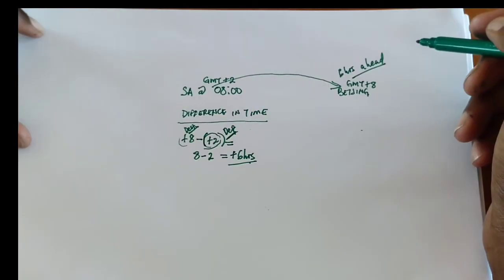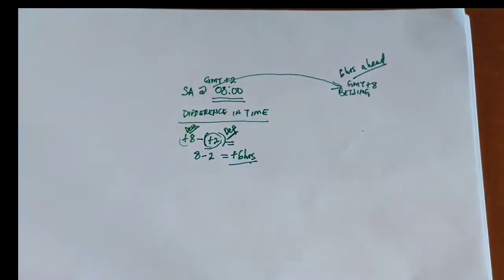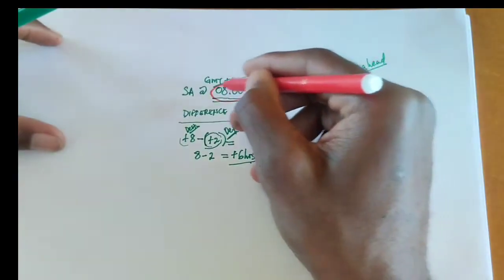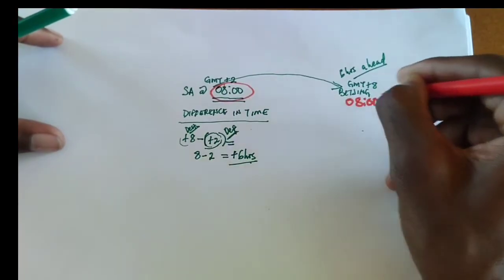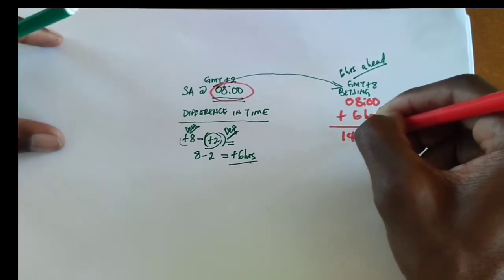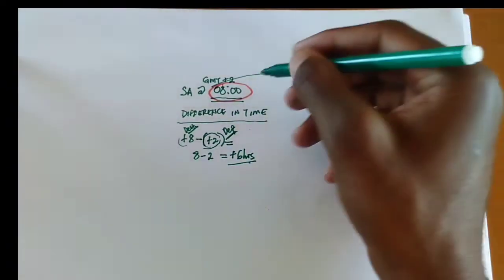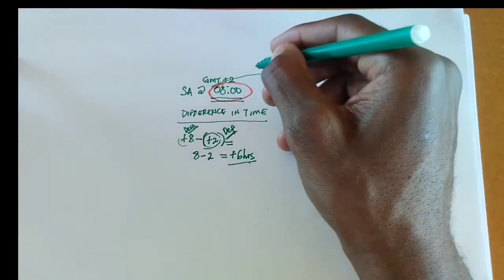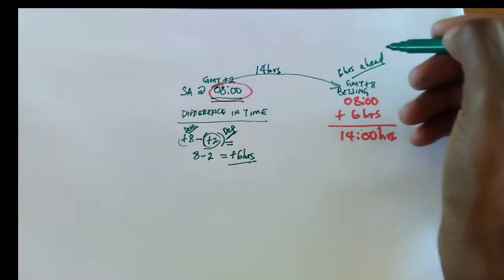So now we have to understand that when this person leaves South Africa at 0800, in Beijing it was 0800 plus 6 hours. So at that time, it was 1400 hours when the person left South Africa. So now, if a person has traveled from South Africa to Beijing, and this takes, let me say for example, maybe 14 hours. The flight is 14 hours.